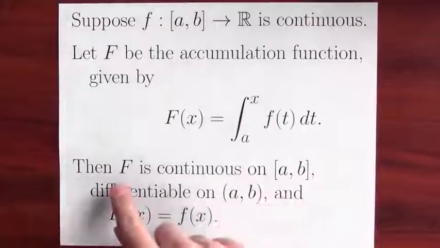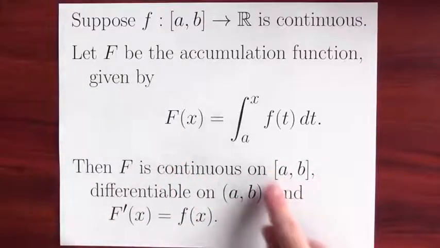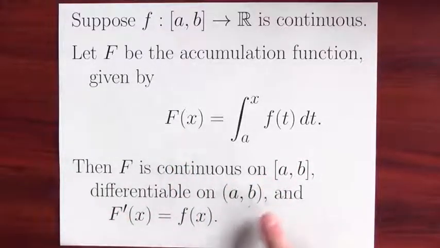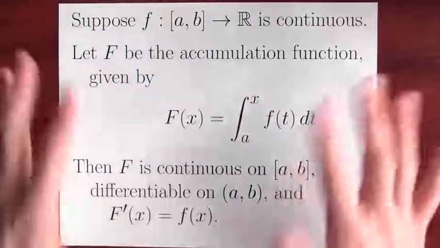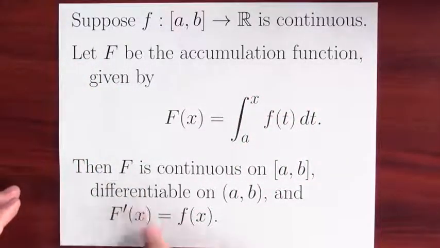Well, then the function big F turns out to be continuous on the closed interval a to b, differentiable on the open interval a to b, and this is the big point, the derivative of big F is little f. We've seen a bit of evidence for this already.